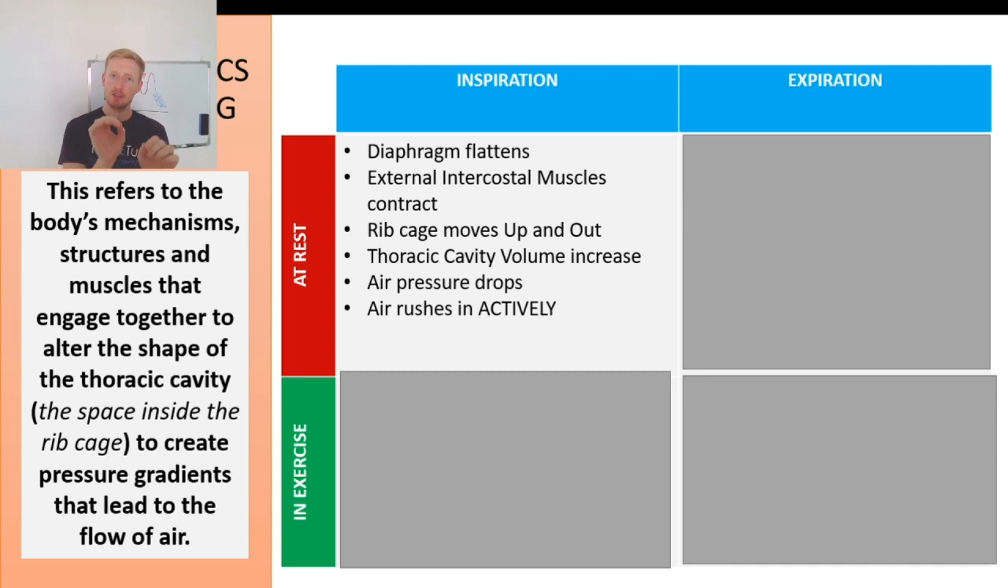So if we combine these two things, diaphragm flattening and external intercostal muscles lifting up and out, what we've just done is increase the space inside of what's called the thoracic cavity. This space inside of our torso, the space behind our ribs where the lungs are attached and hang. So we've just increased the volume. Now what we know when it comes to pressure is that things like to move from areas of high density to areas of low density.